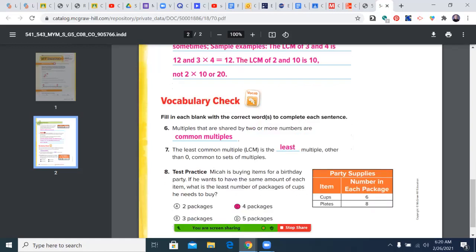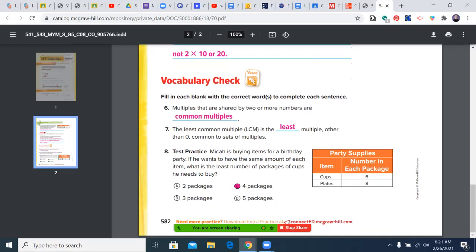Multiples that are shared by 2 or more numbers are common multiples. And the least common multiple is the least multiple other than 0 common to a set of multiples. So the smallest number. And on this one, Mike is buying items for a birthday party. If he wants to have the same amount of each item, what is the least number of packages? And it turned out it would be 4 packages. 4 times 2, yeah. So there we go.